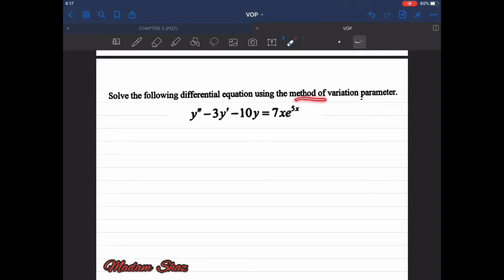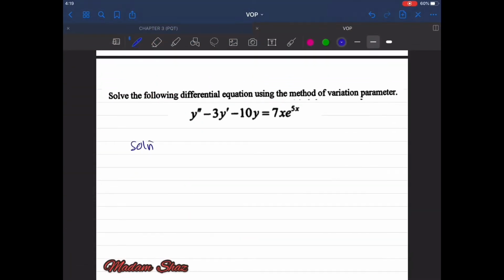Solve the following differential equation by using the method of variation of parameters. It's already mentioned in the question: you have to solve by using VOP. If you solve by using MUC, even if your answer is correct, you will get 0 marks.